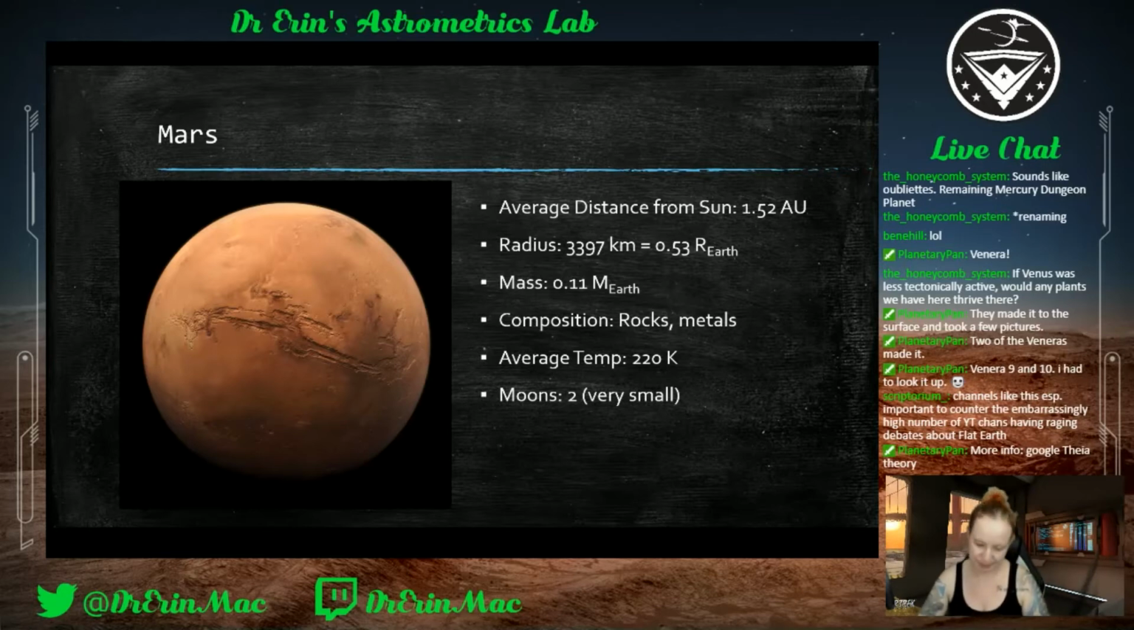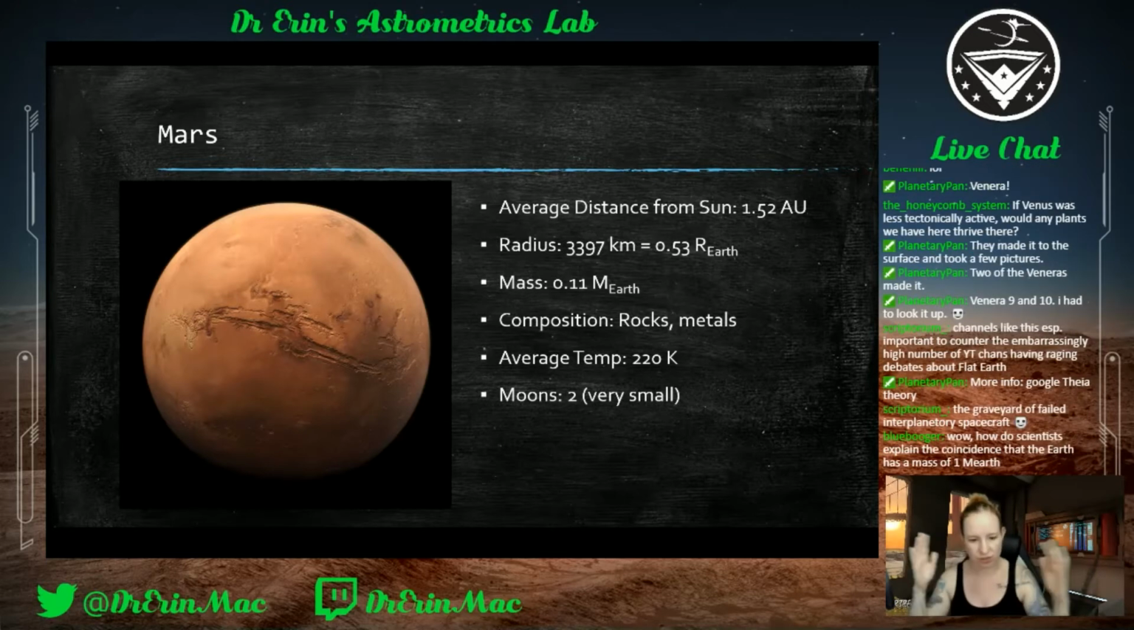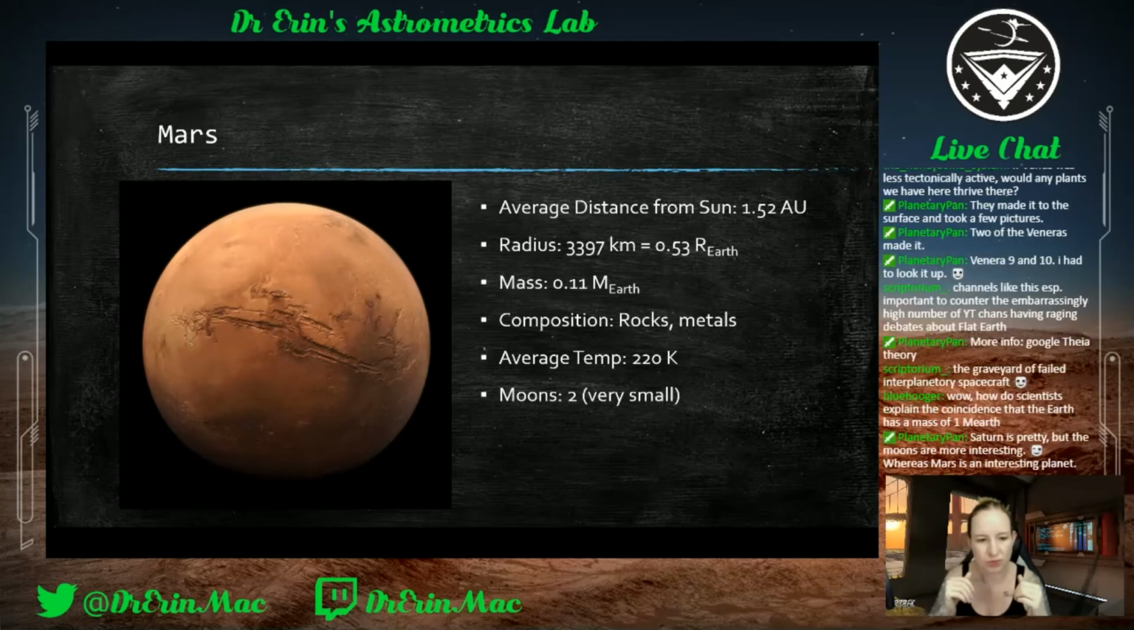Mars is amazing. So it's 1.5 AU away from the sun, which basically means we have the sun to the Earth, and then it's half that distance extra. So it's 1.5 AU.